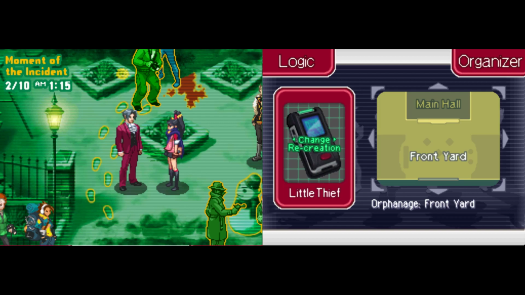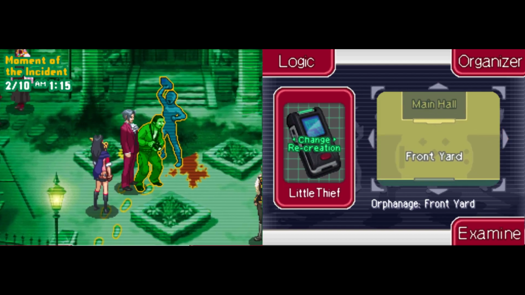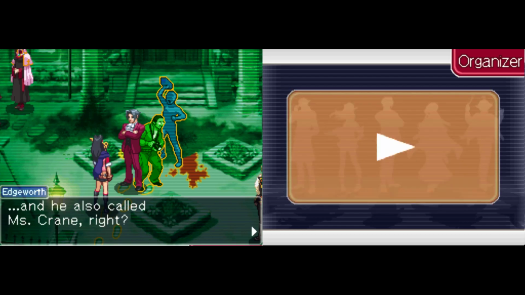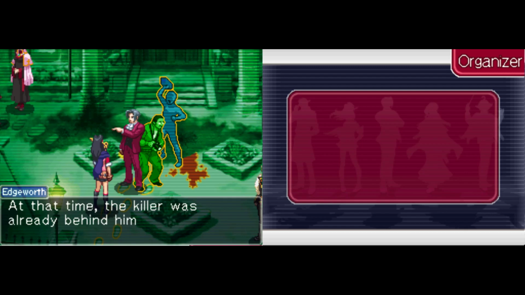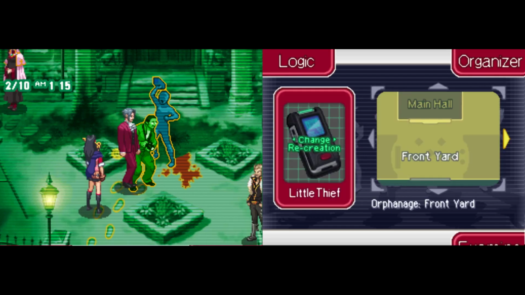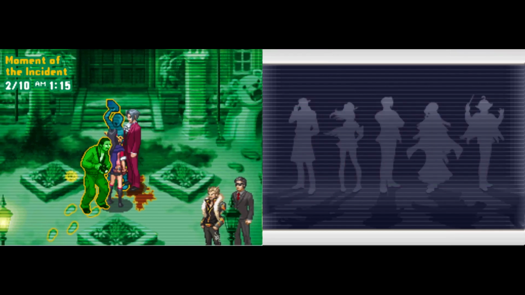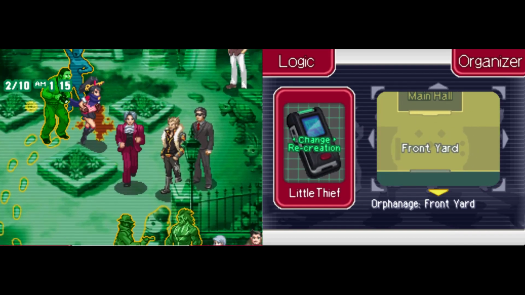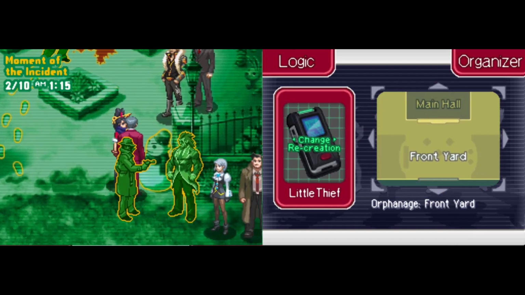Let's check it out. First of all, Cameron took a photo of the president from this spot. And he also called Miss Crane, right? At that time, the killer was already behind him, holding the murderous brick. Oh, that's all? Alright, can we look at the killer? No, it seems we can't. Alright, well, let's take a look at this instead.